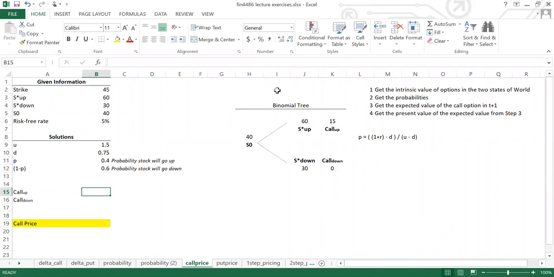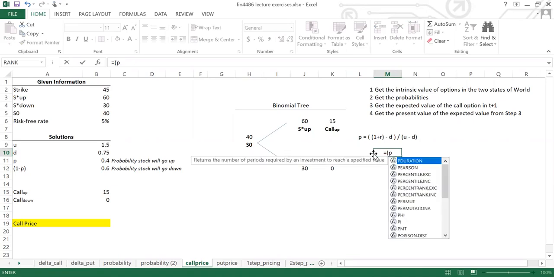Now, after we have this, we just copy what we already calculated here. Call up is the call price in the good state of the world, which is 15, and the call value in the bad state of the world is 0. And finally, we can calculate the call price today using this formula, which is the call price today will be the probability of the call price being in the good state of the world, or stock price moving up.